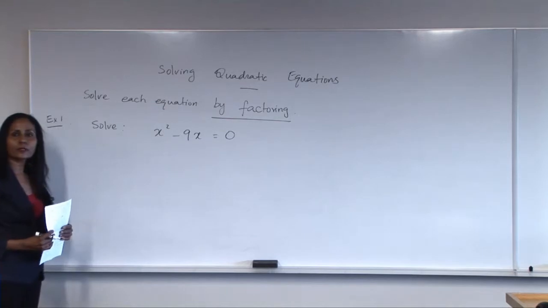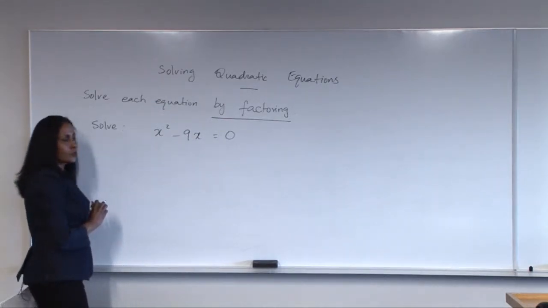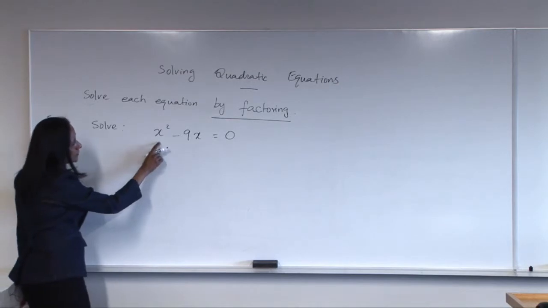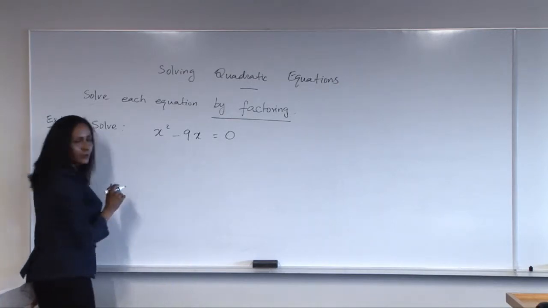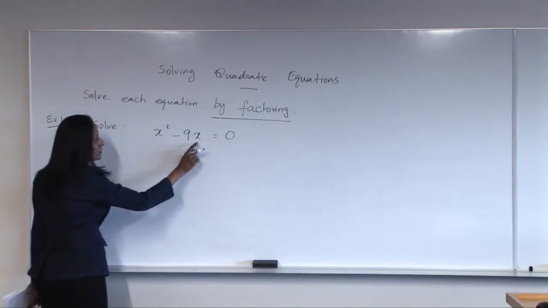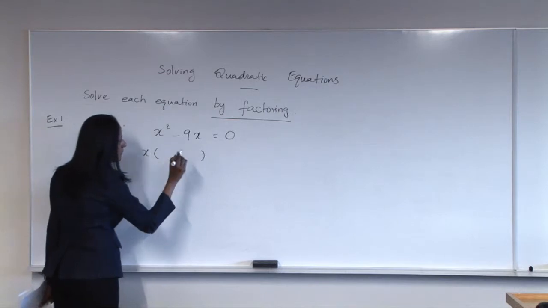Here the question is, you are asked to solve by factoring. So all of you know how to factor. So how to factor this equation? What is the common factor you see for x squared and this negative 9x? X is a common factor. You see that? So pull that x out. See how I am writing down?